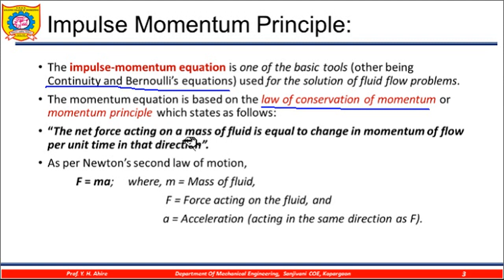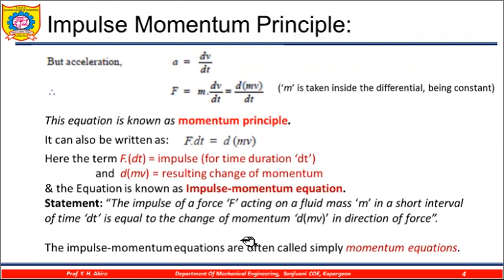Now we will see the statement of law of conservation of momentum. The net force acting on a fluid mass is equal to the change in momentum of flow per unit time in that direction. As per Newton's second law of motion, F = m × a, where m is the mass of the fluid, F is the force acting on the fluid, and a is the acceleration acting in the same direction as the external force. So the direction of acceleration and force should be the same.